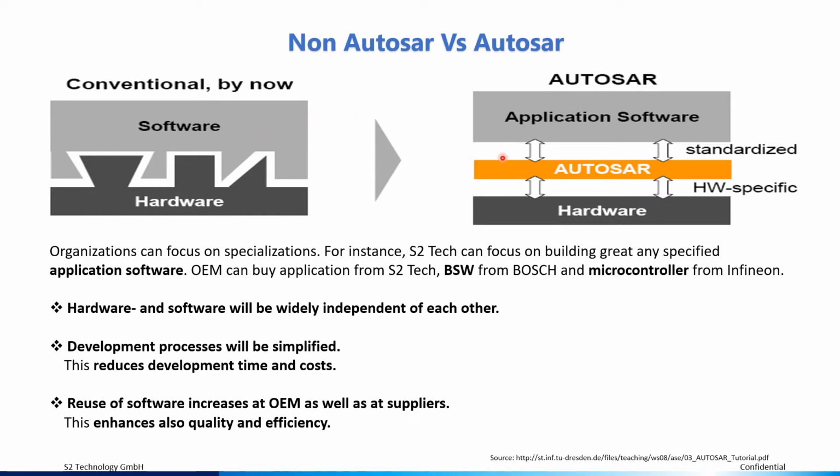So the OEMs, along with the suppliers, came up with the AUTOSAR concept, in which the hardware and the software are independent of each other. For example, the OEM can give the application to be developed to, say, S2 Technology, the basic software to Bosch, and they can buy the hardware from Infineon. Here they are developing the software independently, so the time and cost are reduced and the efficiency and quality are increased.